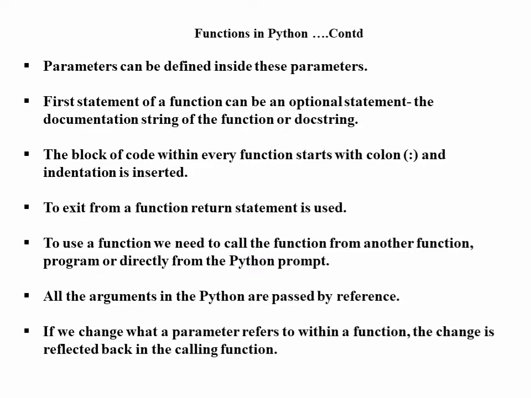To use a function, we need to call the function from another function. We can call a function from a program or directly from the Python prompt. All the arguments in Python are passed by reference. If we change what a parameter refers to within a function, the change is reflected back in the calling function.